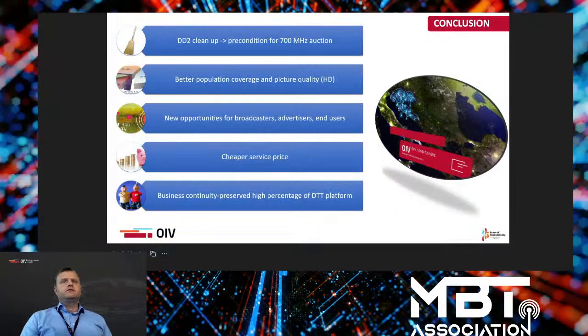Also in DVB-T2 there is a lower price for broadcasters as our users. So it's a cheaper service price. And of course, the most important for us as network operator, it preserved a high percentage of the DTT platform and its business continuity for us. So this is a short overview of DTT in Croatia, and what the future will bring us, we will see. It will be DTT until 2030, or a combination with 5G broadcasting. We will see. Thank you very much.